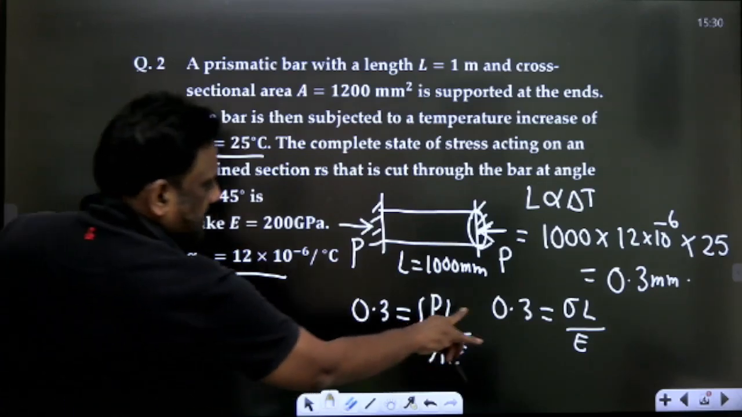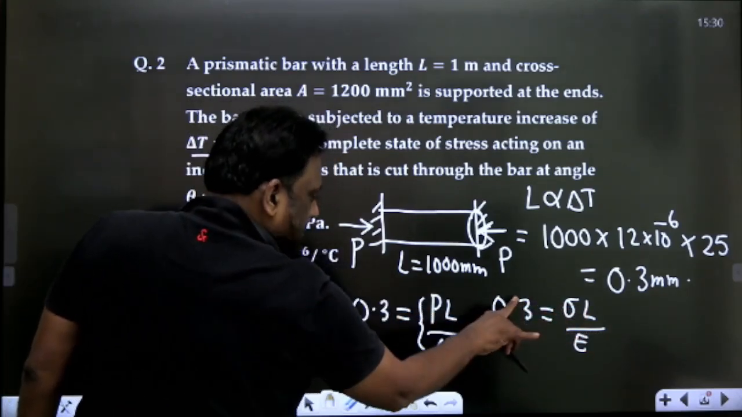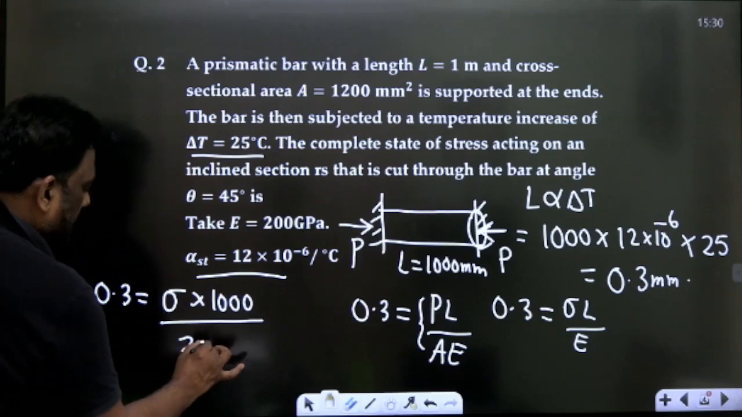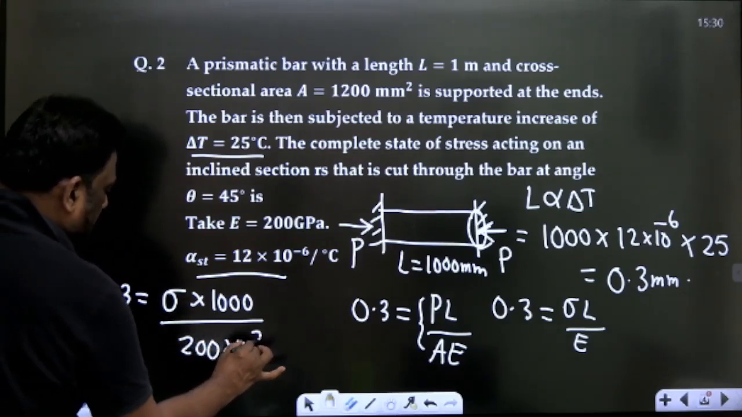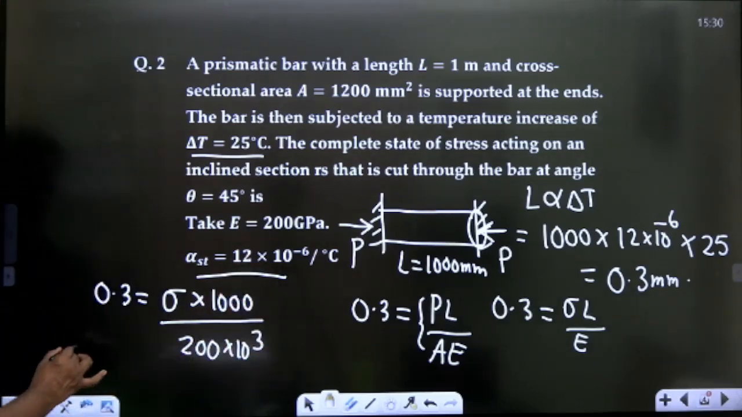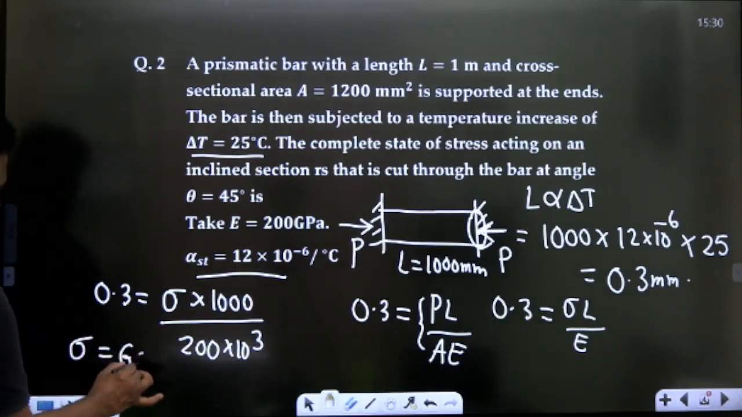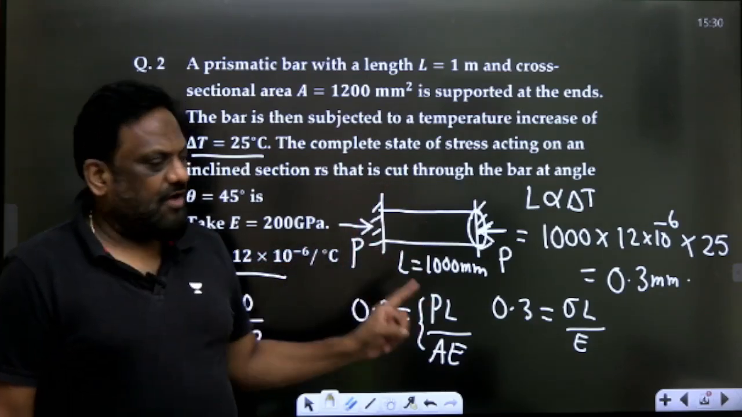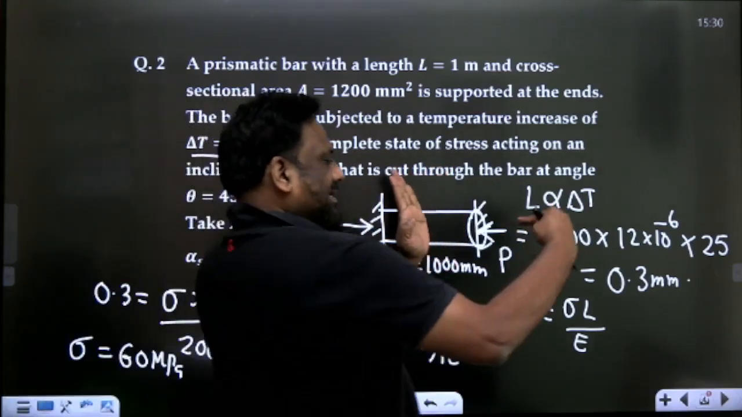Look, this is sigma, L is 1000 mm. As this is in mm, this will also be in mm. E is 200 GPa. Let me convert giga to megapascal. So I think you are getting sigma as 60 megapascal. Therefore, there is a compressive stress of 60 on this plane.